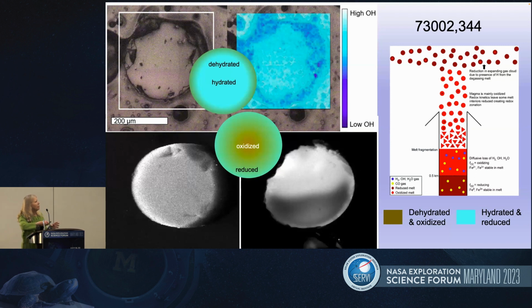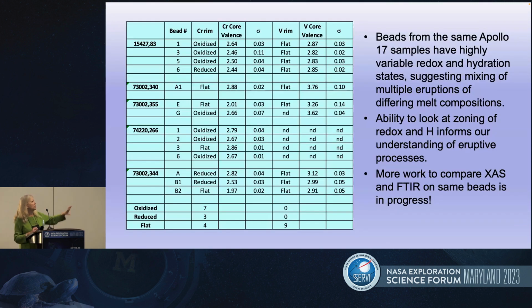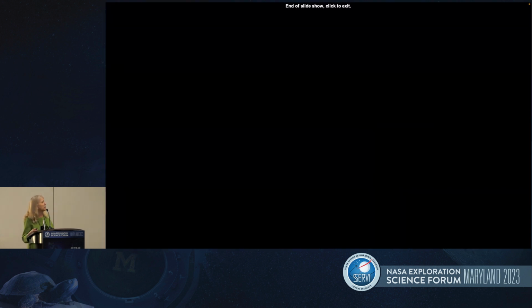And here's just a summary. So as you can see, there's sort of a variety of things. Some of them are all oxidized, some are flat, and some of them have oxidized cores and reduced rims. It's sort of an interesting group.